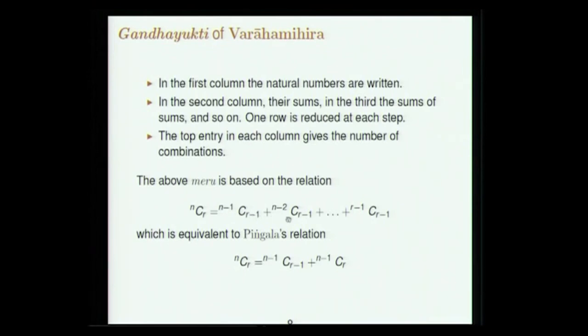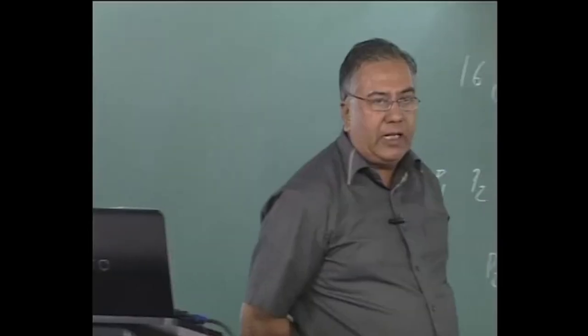Now, this is based upon a different recurrence relation. The recurrence relation of Varahamihira is this: nCr is the sum of (n minus 1)C(r minus 1), (n minus 2)C(r minus 1), etc., up to (r minus 1)C(r minus 1). If you examine this, you can immediately see that Pingala's relation follows. From Pingala's relation, if you expand (n minus 1)Cr once again using the same rule, this relation follows. So, both these are equivalent recurrence relations.